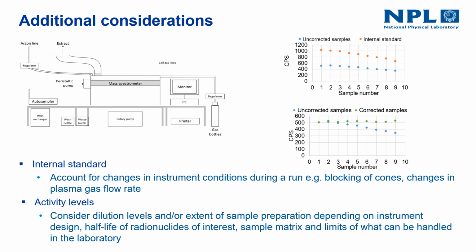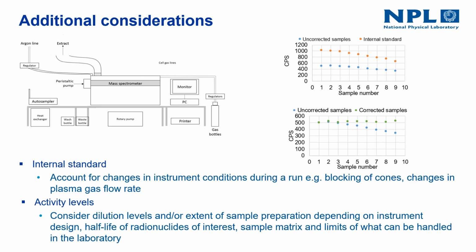This final slide shows a couple of additional considerations. Firstly, and again this is the same case as if you were to run stable isotope measurements, an internal standard should be added either to each sample or in some cases via a dedicated internal standard line where it's mixed with the sample, because that can account for changes in instrument conditions during a run. That might be blocking of the cones in the case of high matrix samples, or it could be variations in the plasma gas flow rate.